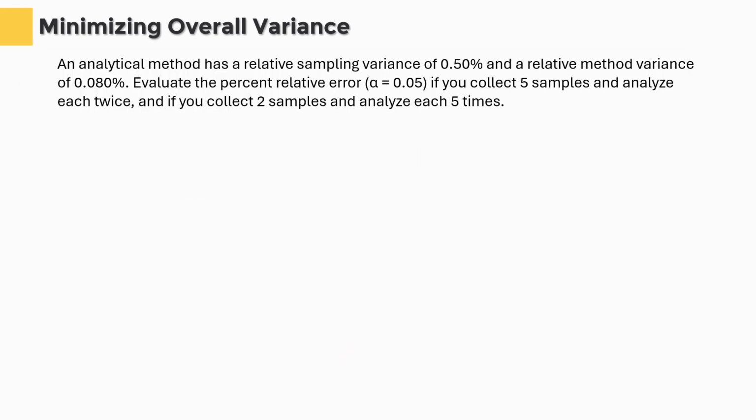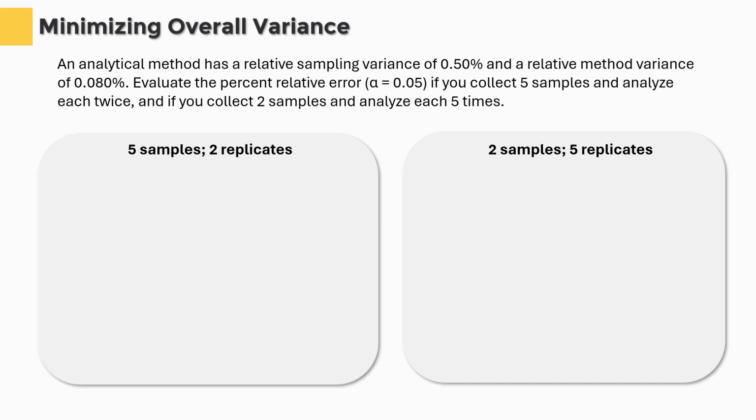Let's try to use this equation given a chemical analysis. An analytical method has a relative sampling variance of 0.50% and a relative method variance of 0.080%. Evaluate the percent relative error if you collect 5 samples and analyze each twice, and if you collect 2 samples and analyze each 5 times. Both sampling strategies require a total of 10 analyses, and from the critical values for the t-test, we find that the value of t is 2.262.